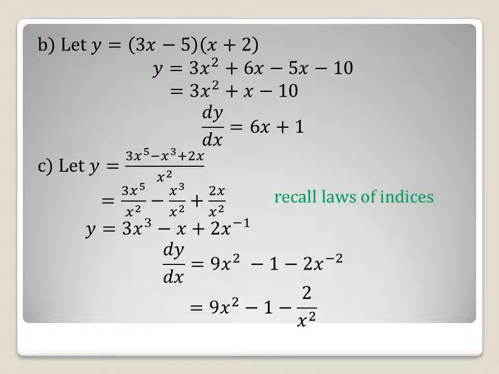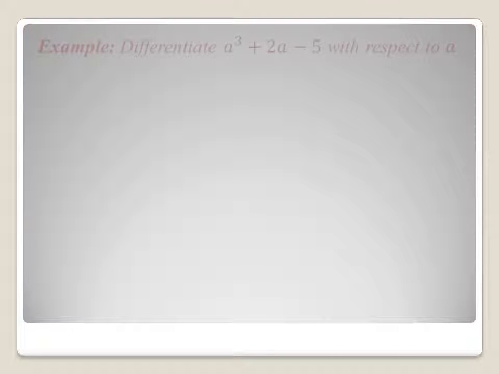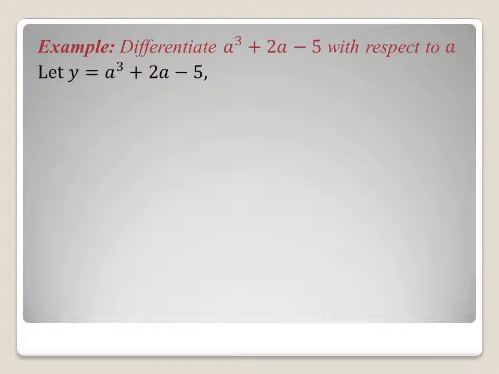At this stage now, it is hoped that you should be able to write down the derivative in a single line. Let's see this example. Differentiate a cubed plus 2a minus 5 with respect to a. Let y be equal to a cubed plus 2a minus 5. dy/da is now equal to 3a squared plus 2. Note that the derivative is not called dy/dx, since we are asked to differentiate with respect to a.